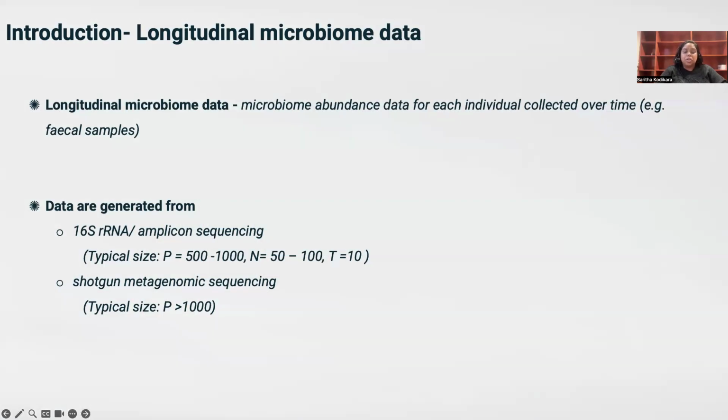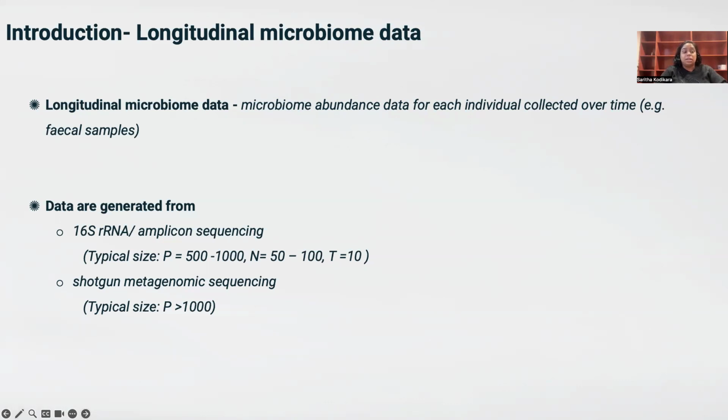When we look at longitudinal microbiome data, this is data that is collected over time. Basically, if you have individuals or mice, we collect microbiome samples from each individual across time. These samples are normally fecal samples. Data generation is done mainly using two techniques. One is 16S rRNA sequencing, also referred to as amplicon sequencing, where we only observe bacteria.